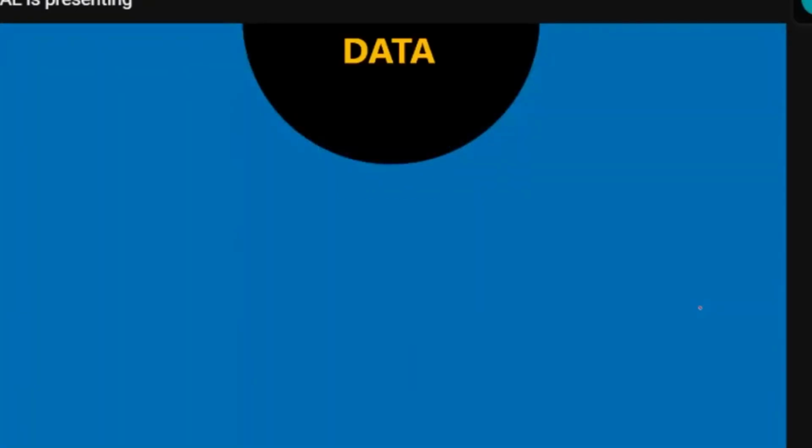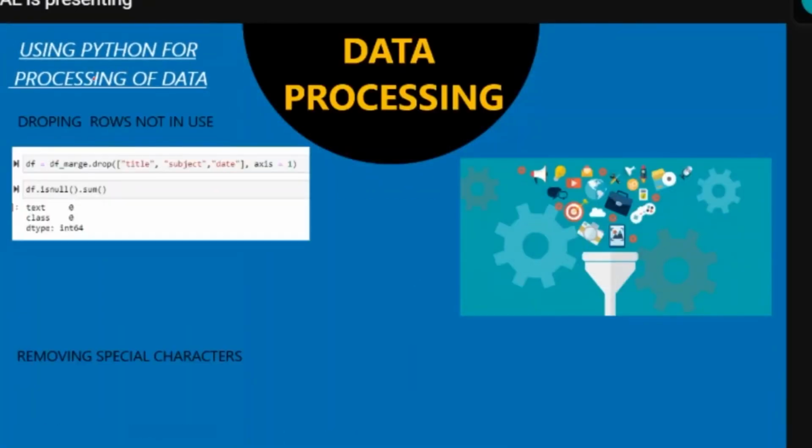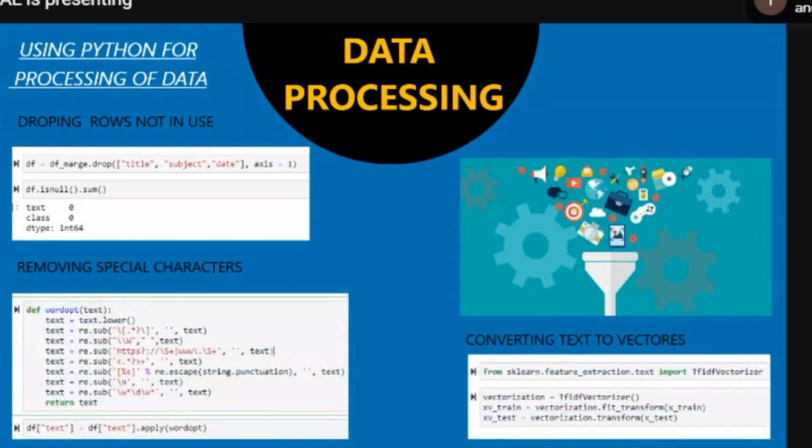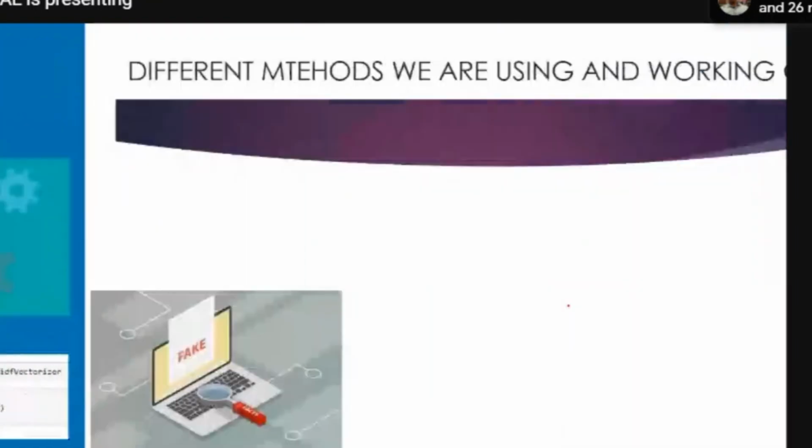I used Python for the data processing part. If you see this example, I am dropping some rows and removing some special characters from my data. The computer doesn't understand the language that I speak, so I have to make the computer understand the language it understands. We have to convert our text to vectors, because it understands the language of 0 and 1. That is the part I am doing here.